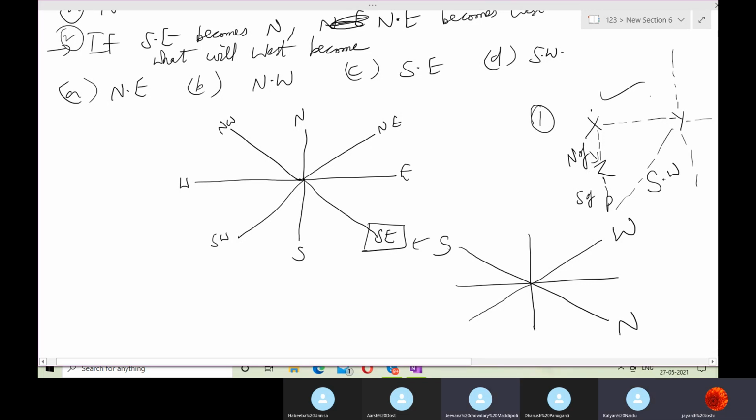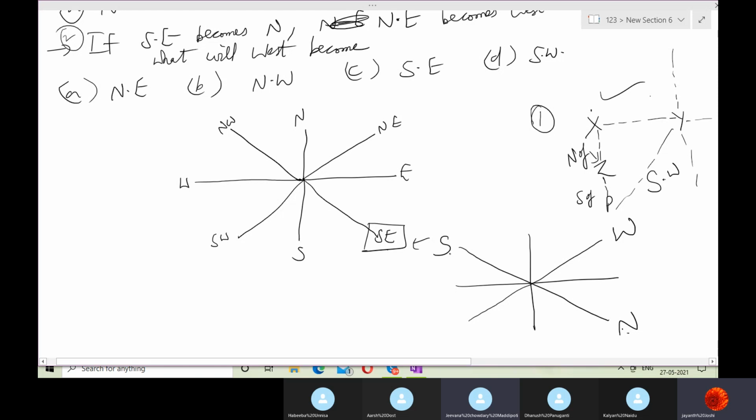South or not? See, they have said if southeast becomes north, so southeast has changed to north, and northeast becomes west, northeast I have changed to west. So other things would change accordingly.